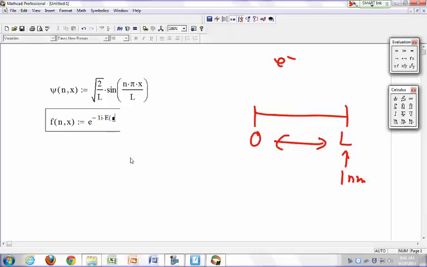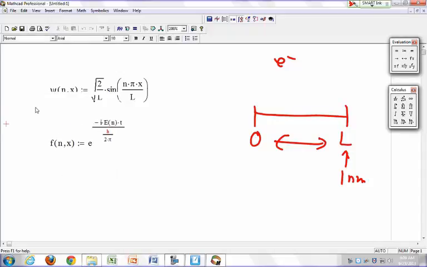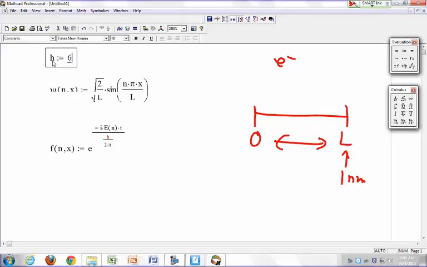Now E depends on which quantum state you're looking at. So E of n. So we're going to say E is a function of n, times t over h bar. So h over 2 pi. We can't do h bar on Mathcad, so we have to write h over 2 pi. And it's complaining it doesn't know what h is. So let's define h up here.